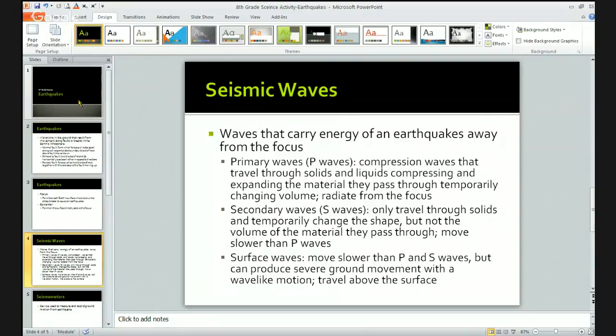And then the very last set of waves is the surface waves. They are only going to be on the top. So they're going to kind of emanate from the epicenter. They do the most damage to the ground, so the structures on the ground, like your buildings and houses and things like that. So they move much slower than your primary and secondary waves, but they do produce the most damage. So make sure you know the 3 different waves and their differences.